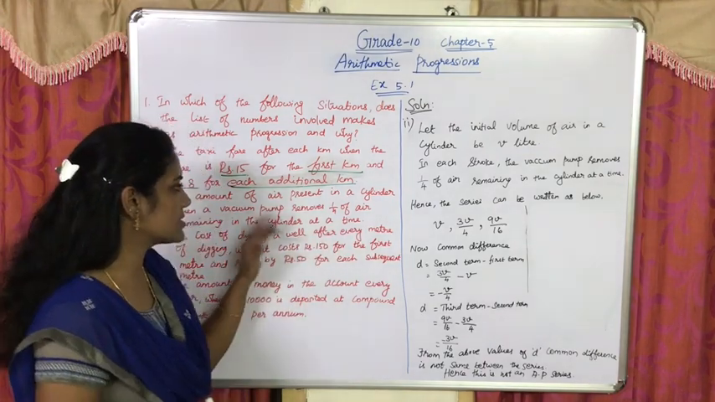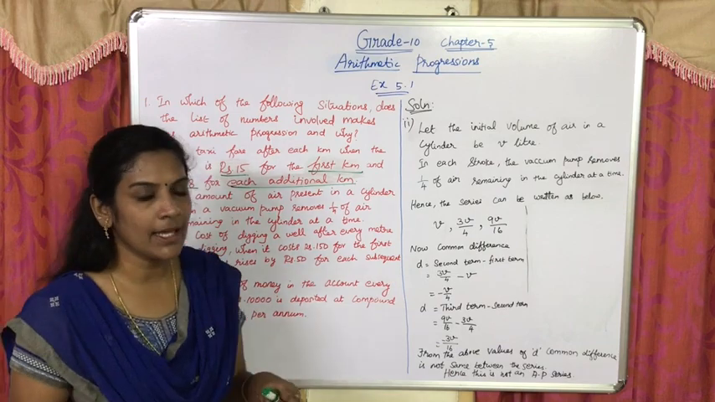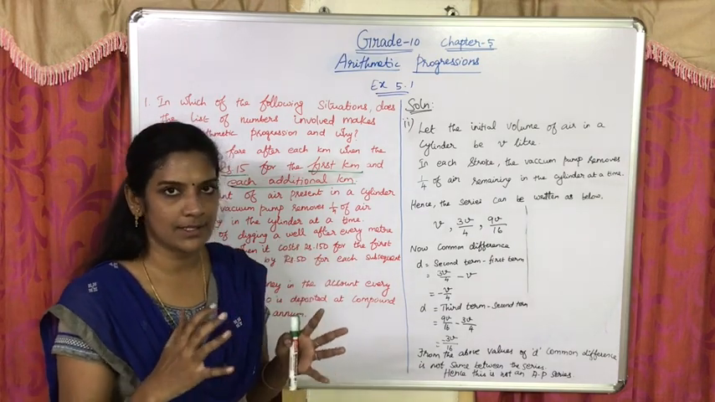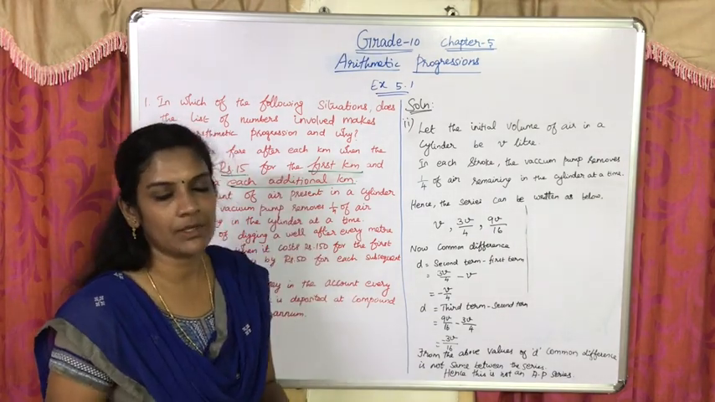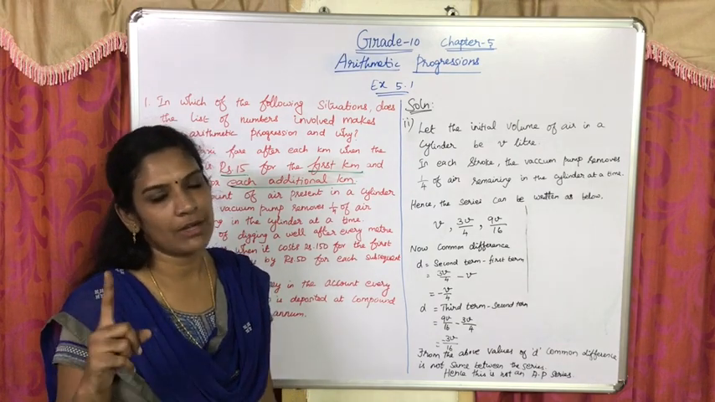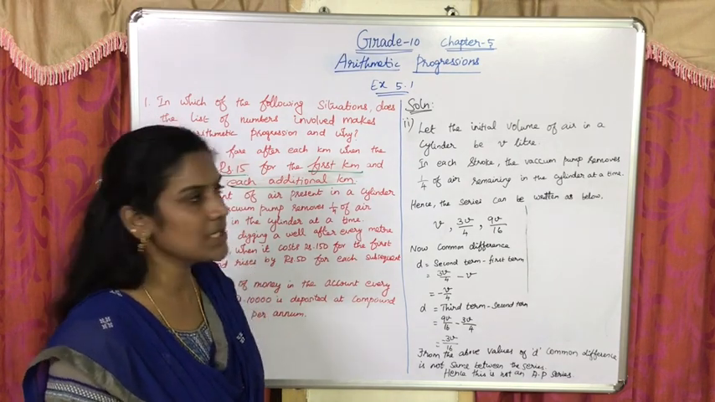This is the question. This is the situation. So one cylinder is there, and some amount of air is contained in that cylinder. If I pump the vacuum pump, if I press, 1/4 of the air will be released from the cylinder.